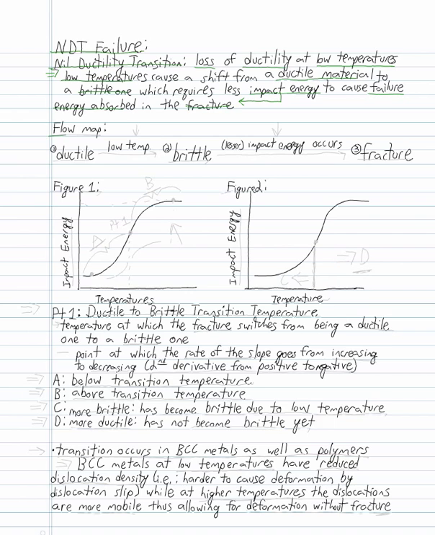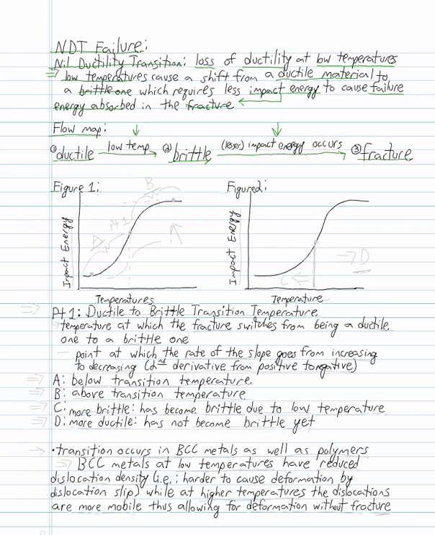A good way to look at this is to use a flow map. We're going to start off with the ductile material, and then we're going to introduce low temperatures, which causes it to become a brittle material. Then an impact energy occurs, which is lesser than what normally requires a failure, but since we are now brittle instead of ductile, fracture happens. We can see then that the key components of this are going to be temperature, right over here, as well as impact energy, right over here.